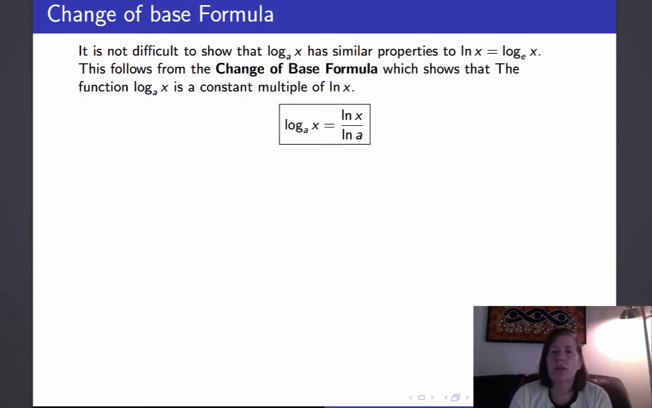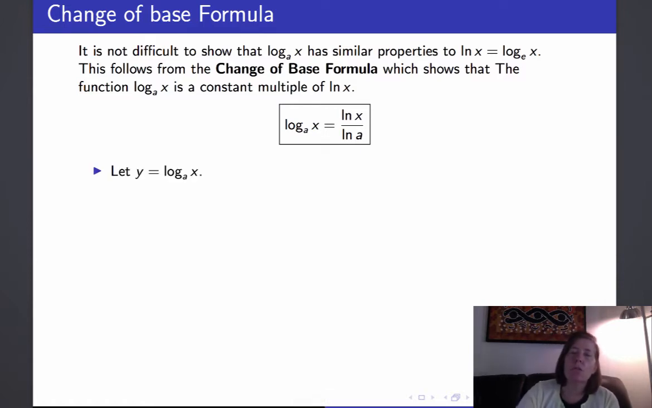It's also not difficult to show that log to the base a of x has very similar properties to the natural log of x. In fact, it's a constant multiple of the natural log of x. And the exact relationship is shown here by what we call the change of base formula. So log to the base a of x is the natural log of x divided by the natural log of a. And of course, the natural log of a is a constant here.